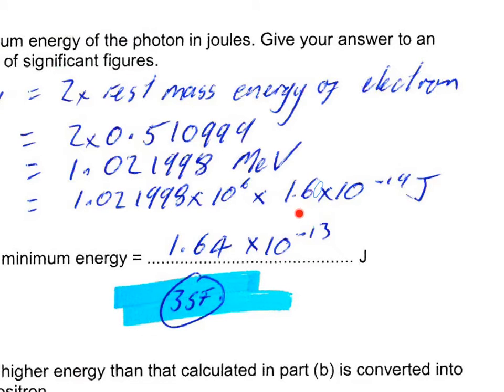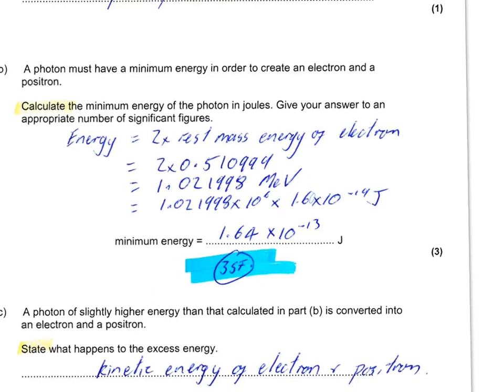So the second mark was for having that number, and the third mark was having it to the correct number of significant figures, which is 3, because that 1.60 times 10 to the minus 19, which I got from the data sheet, is to 3 significant figures.